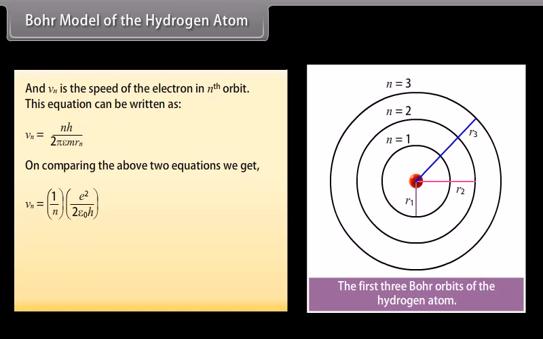On comparing the above two equations, we get the expression of velocity and radius of the nth orbit. v_n equals 1 upon n multiplied by e square upon 2 epsilon naught h, and r_n equals n square multiplied by h square epsilon naught upon pi m e square, which equals n square a naught, where a naught is equal to 0.529 angstrom.